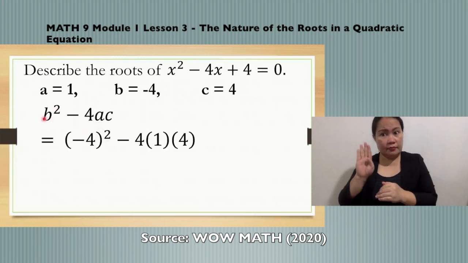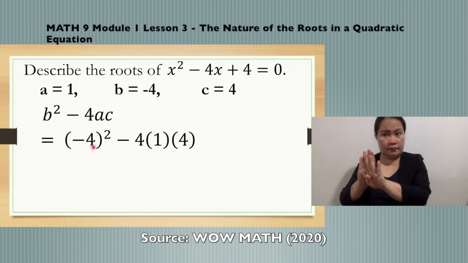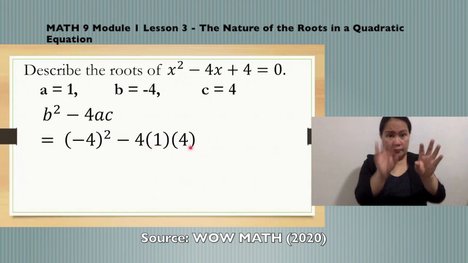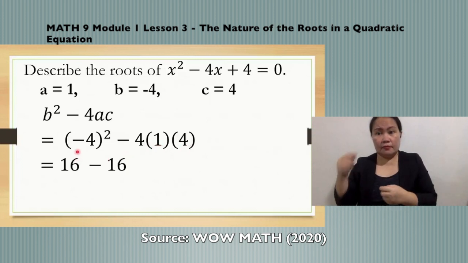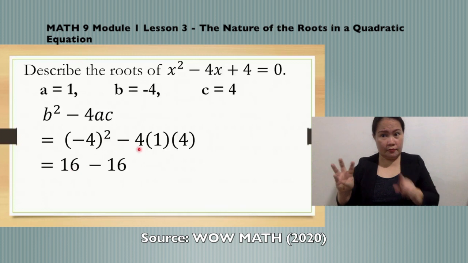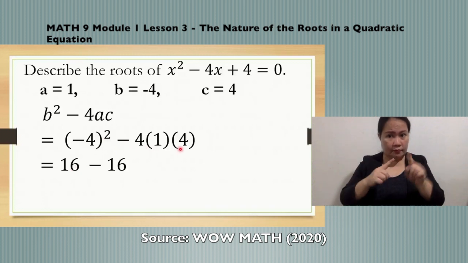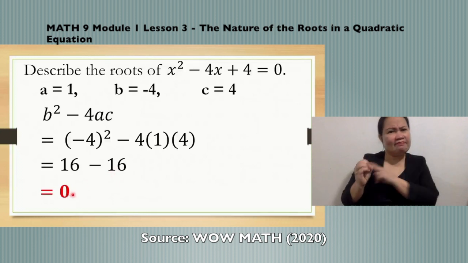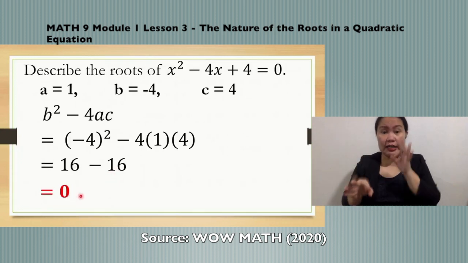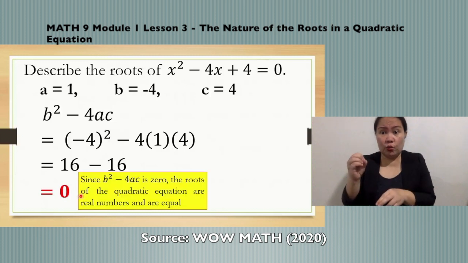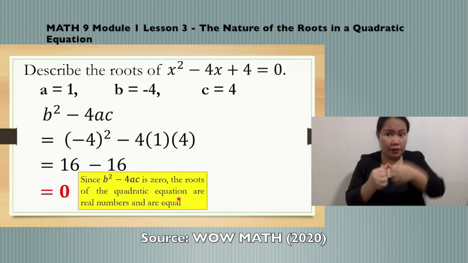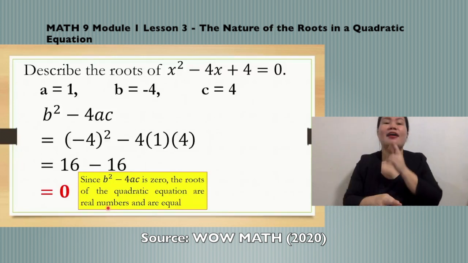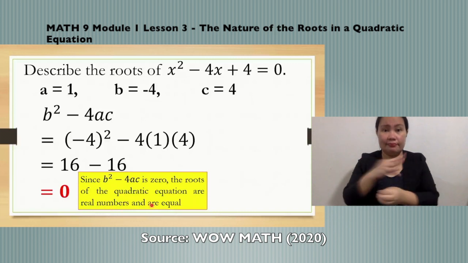Alright, so let us substitute the values to b squared minus 4ac. So we will have our b is negative 4, so we will square it. And then minus 4, our a is 1, c is 4. So we will have negative 4 squared is 16, and then 4 times 1, that is 4 times 4, that is 16. So we will have 0. So kagaya nga ng sinabi ko kanina, kapag ang result ay 0, tatandaan that the nature of the roots must be real numbers and it must be equal.